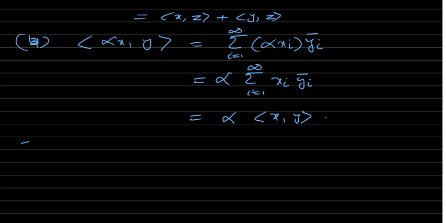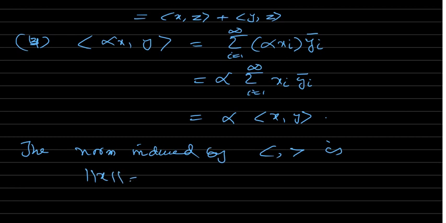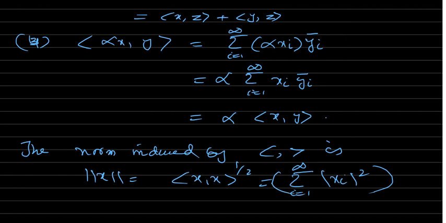What's the norm? The norm induced by this inner product is norm of x, which is obviously equal to the square root of this, summation i runs from 1 to infinity mod of xi square, whole power 1 by 2. So this is actually the L2 norm. So that means C00 is a subspace of L2 because the norm is the same as the L2 norm.